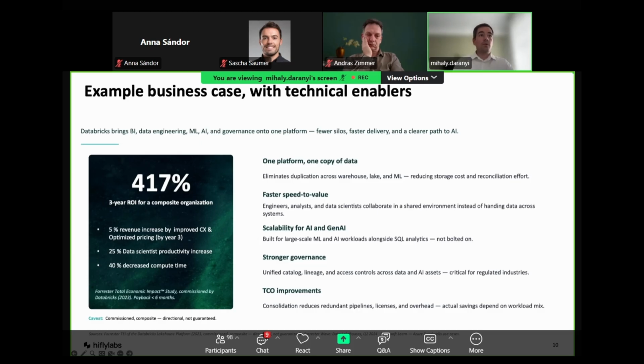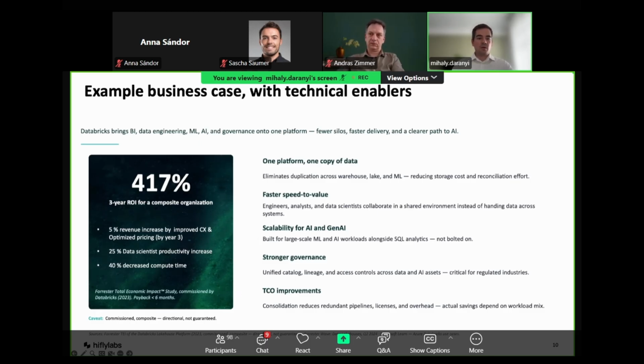a 417% three-year ROI was experienced during this kind of survey, which is caused by a 5% revenue increase from improved customer experience and optimized pricing. Also, improved productivity of data scientists by 25%, and also decreased compute time. This is a really convincing number, but it's really important that this is a commissioned composite case study, directional, not guaranteed. So your number will depend on your actual workload mix. So treat it as a proof point, not a promise.